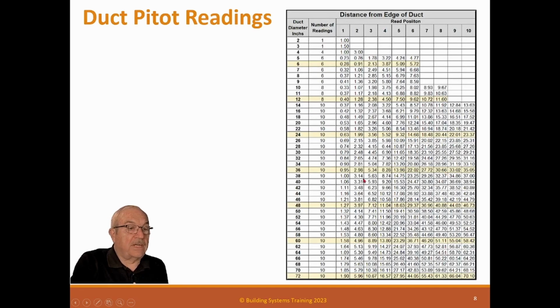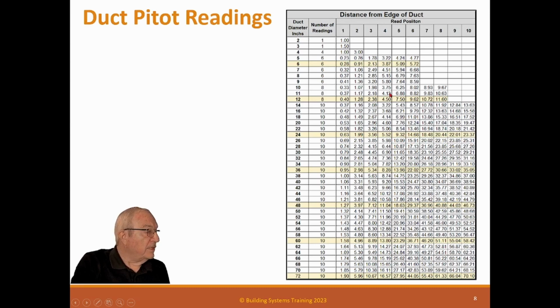And this is actually a chart that makes it a little bit easier. This goes to a 72-inch duct, I think. Catching up here. Yeah, a 72-inch duct. And you'll see what this is telling you. This is the 10 readings. And what it's saying is that these are the dimensions from the edge nearest you, the edge where you're inserting your probe. These are the actual dimensions, percentage dimensions to it.